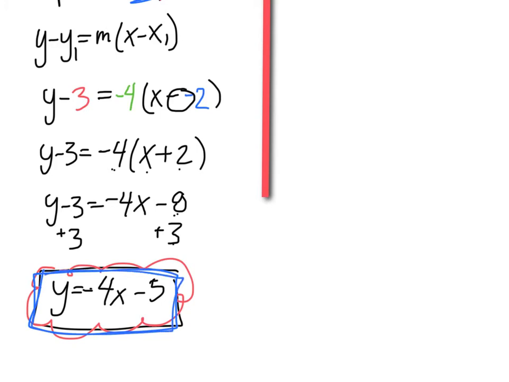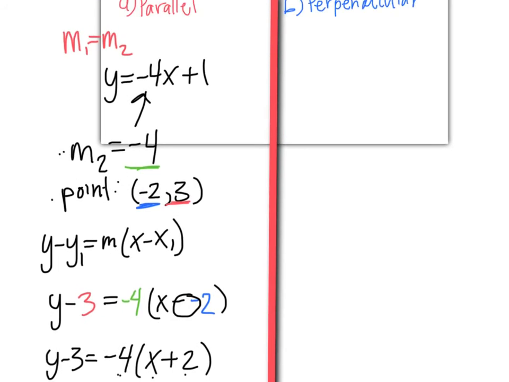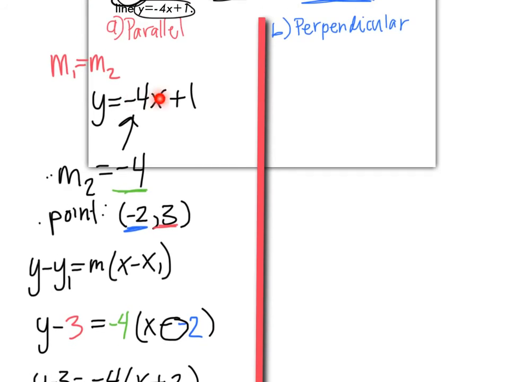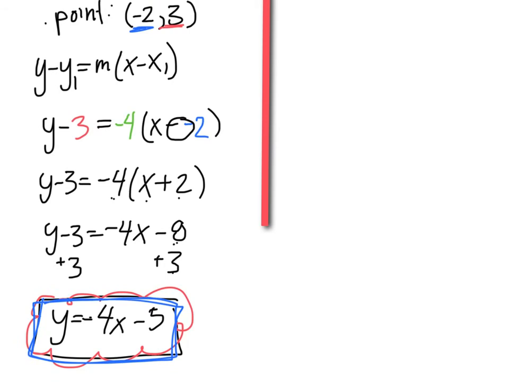So again, let's review what we did for this one. First, we know that the slope, if it's going to be parallel, also has to be negative 4. We're given a point. Since we're given a point and a slope, we use point slope form. Then we substitute, simplify, simplify, simplify a little bit more, and then put a big box and flowers and suns and everything around your answer.